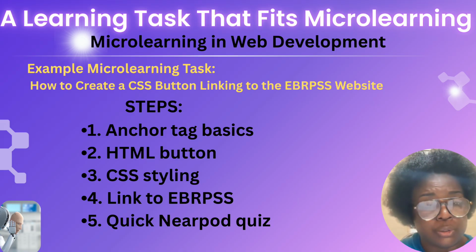The first step is learning anchor tag basics. 2. Create a simple HTML button. 3. Style the button using CSS. 4. Create a hyperlink to link the button to the East Baton Rouge Parish website. 5. Review and check for understanding using a quick Nearpod quiz. Students often struggle with syntax, naming conventions, and pairing HTML with CSS. Microlearning allows them to master one small task before moving on.